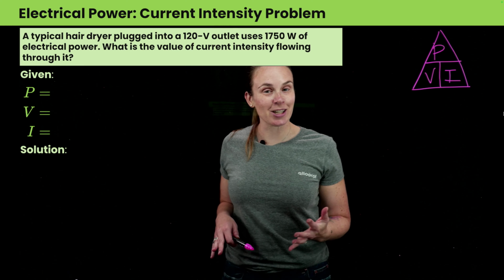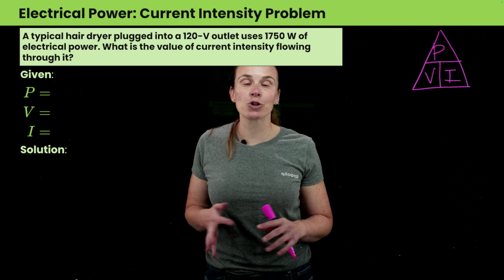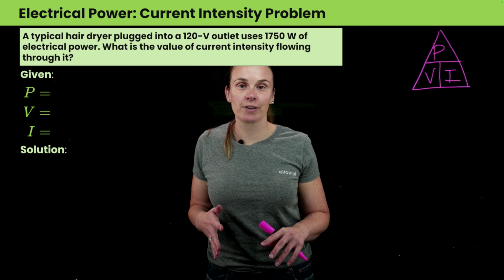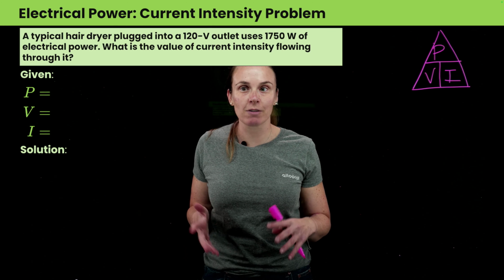So let's do our first example. A typical hairdryer plugged into a 120 volt outlet uses 1750 watts of electrical power. What is the value of current intensity flowing through it?